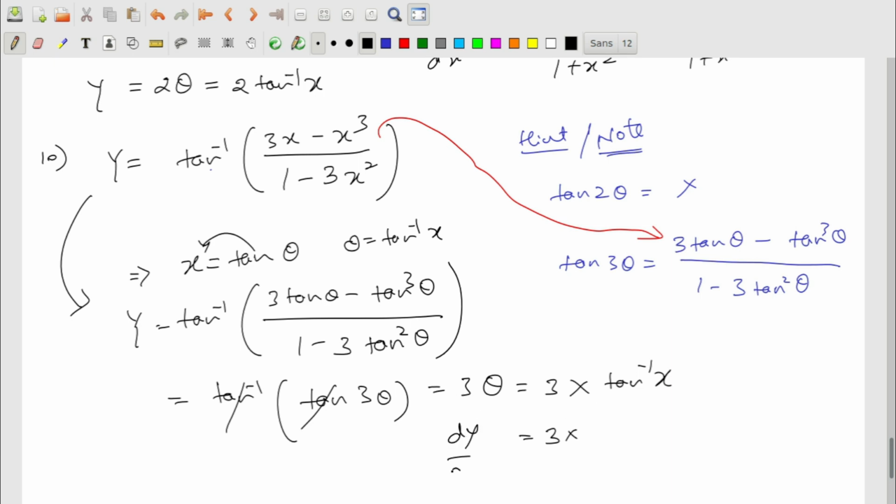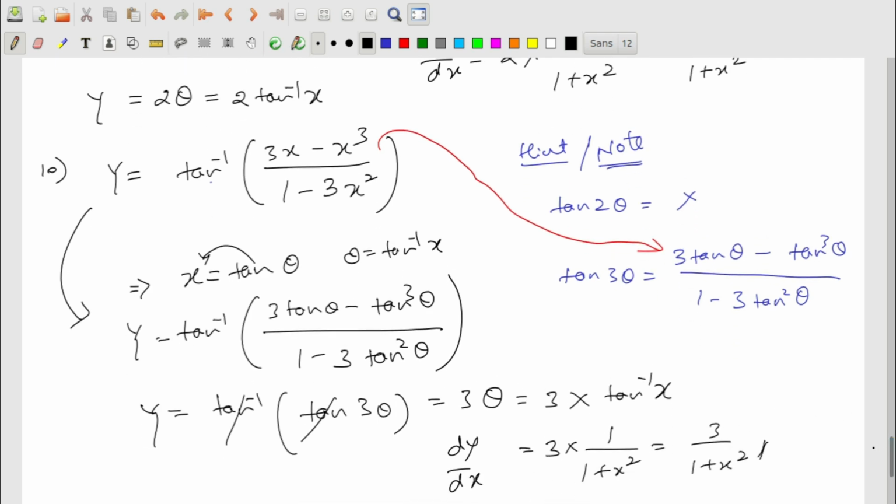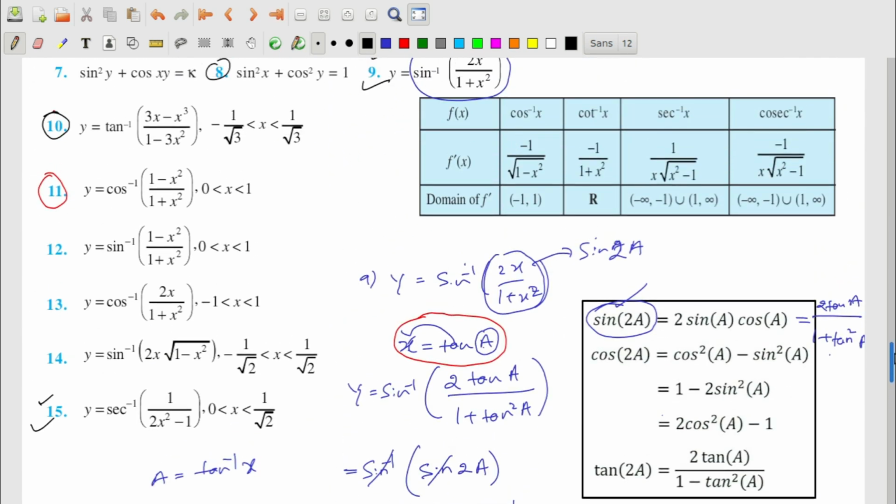dy by dx is equal to 3 times 1 divided by 1 plus x square, so 3 divided by 1 plus x square. This is my derivative. Again, you need to just remember the double and triple angle formulas. You can solve any question out of these.